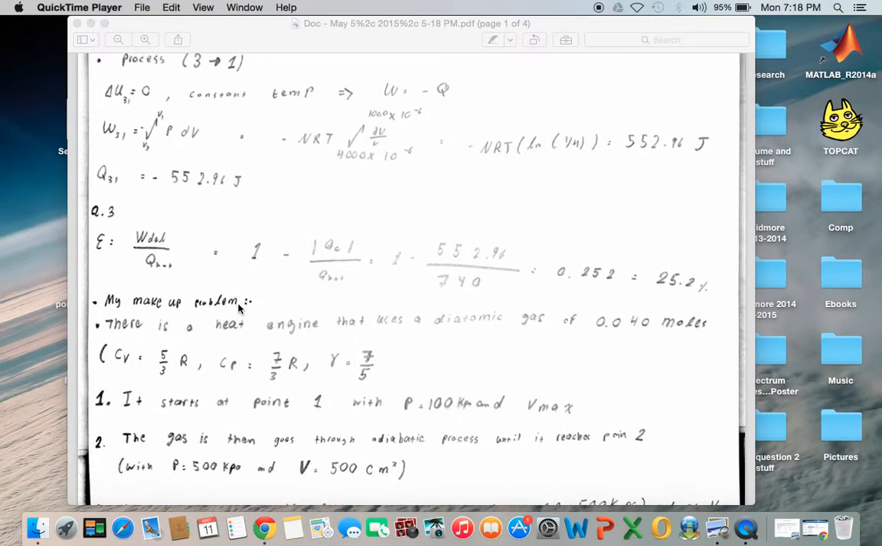And the last part of the question was to find the efficiency, and efficiency was work delivered over Q hot. So that was 1 minus QC over QH, and that gave us a total efficiency of 25.2%, which is acceptable.